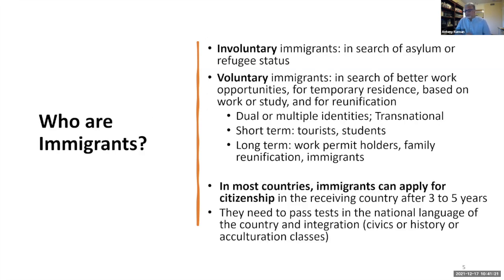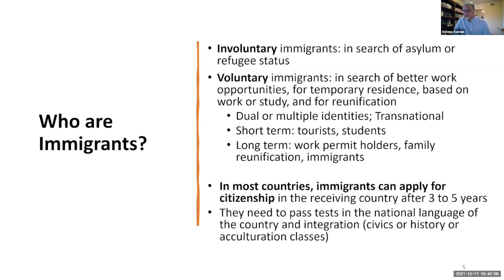Now, who are immigrants or migrants? Well, we can categorize them as follows. Involuntary immigrants in search of asylum or refugee status, and voluntary immigrants in search of better work opportunities, for temporary residence based on work or study, and for reunification. They may have dual or multiple identities. They may be transnational. They could be short-term tourists or students, or they could be long-term work permit holders, family reunification, and immigrants into a country seeking long residence and perhaps citizenship.